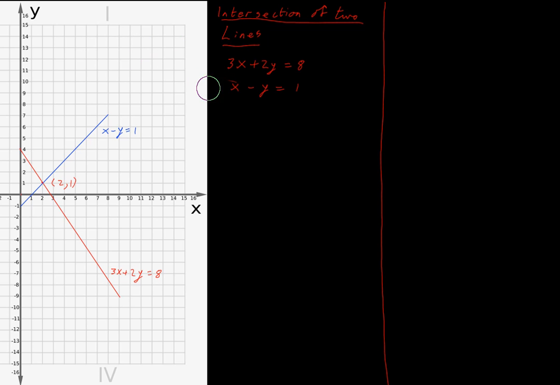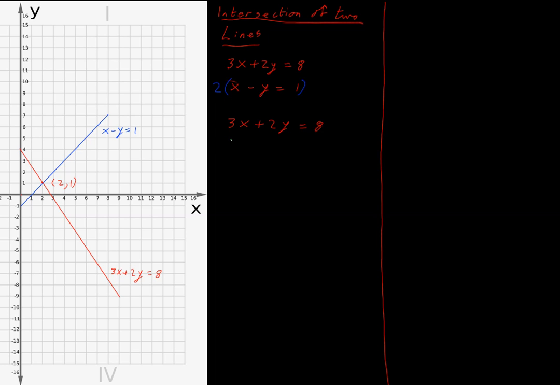The easiest letter that I can see to get to add to 0 in this question is the y, because if I multiply this second equation by 2, I'll end up with plus 2y in the top equation and minus 2y in the bottom equation. When I add plus 2y to minus 2y, I'll end up with 0 y's. So let's put this into practice. I'm going to multiply my second equation by 2. And you'll see why in a moment. So I'm multiplying everything here by 2.